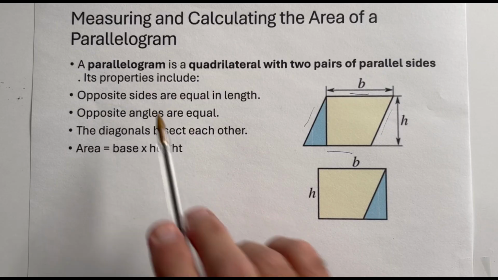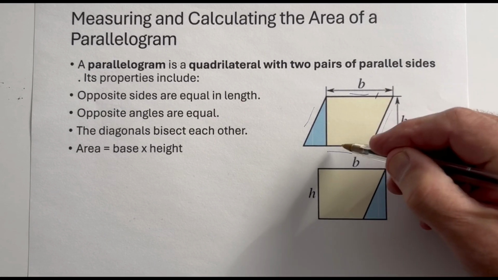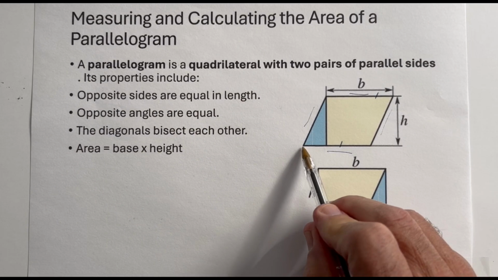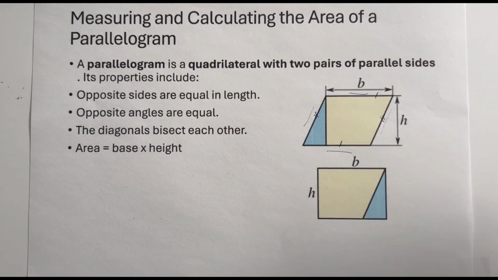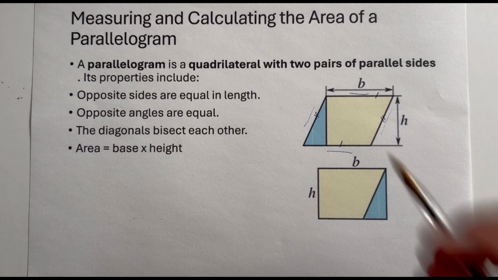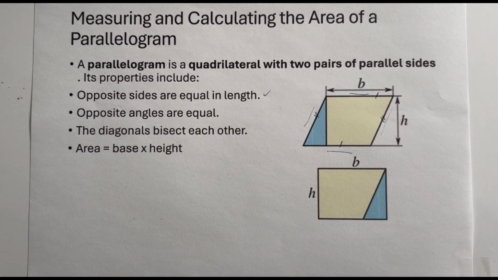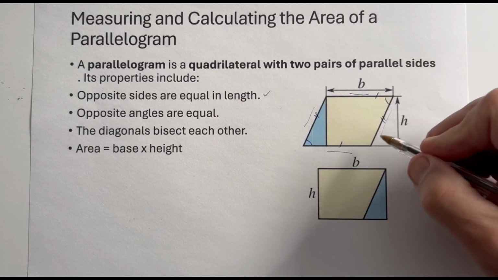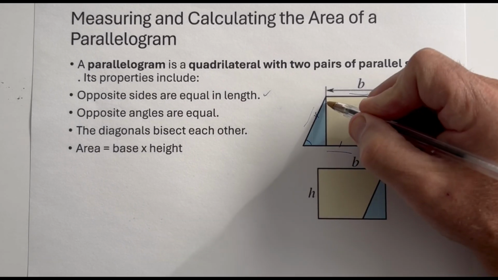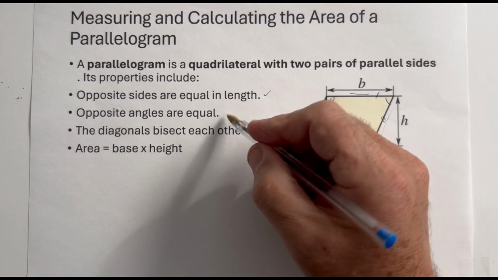Opposite sides are equal in length. So this side is equal to this side, going out to here. And this side is equal to this side. So that's what this first tells us. Opposite angles are equal. So this angle is equal to this angle. This angle is equal to that angle. So that's what this tells us.